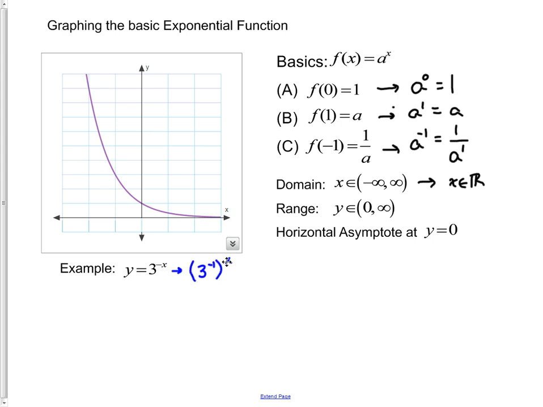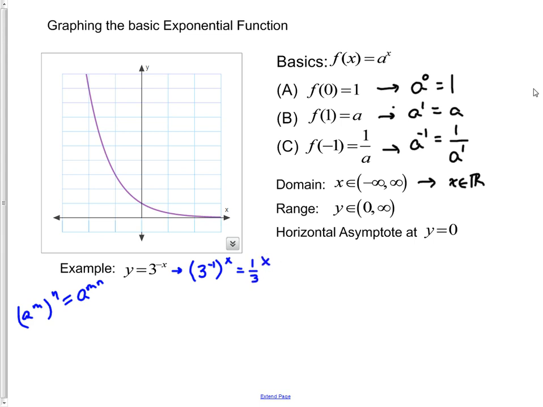Remember that multiplication rule? Here, I'll remind you. a to the m to the n is the same thing as a to the m times n. So we're just reversing course here and saying, well, 3 to the negative x is 3 to the negative 1 raised to the x, and that is the same thing as 1/3 to the x.